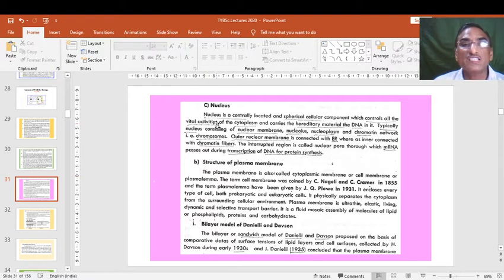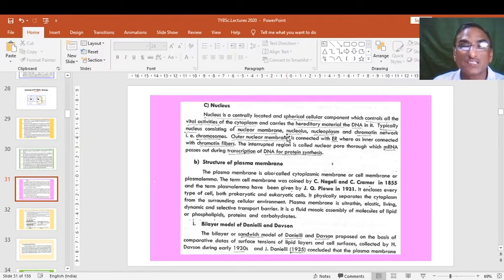Now we will see the nucleus, the central part in which the nucleolus is there. The nucleus is the central body of each cell, particularly the eukaryotic cell, and controls the activities of the cell. The nucleus is also located in the center of spherical cells and controls all vital activities of the cytoplasm and carries the hereditary material, that is DNA, in it.